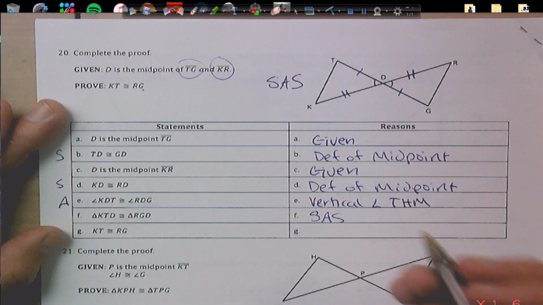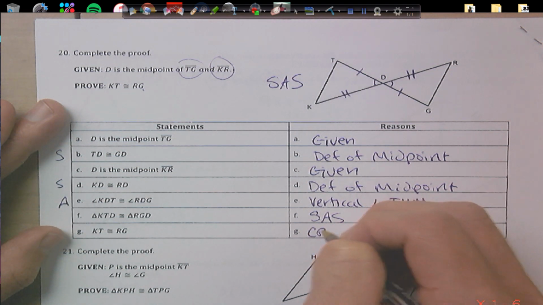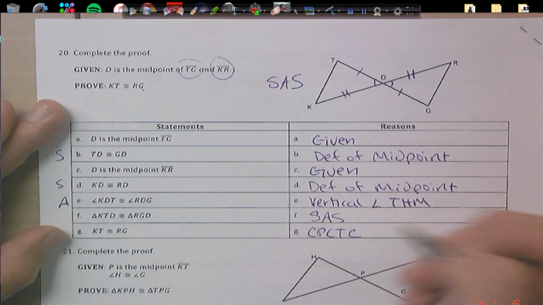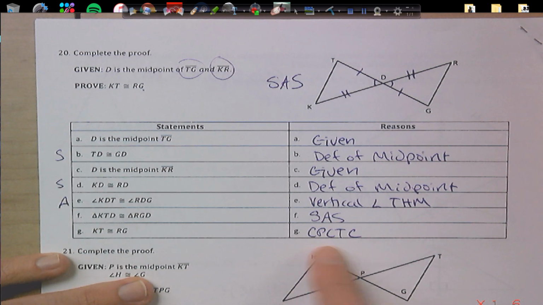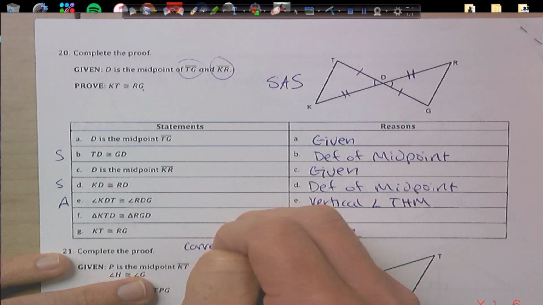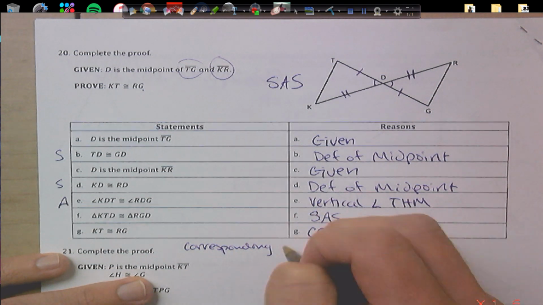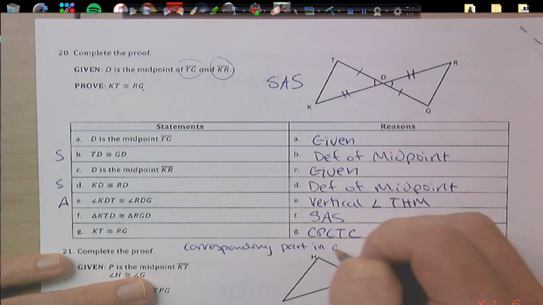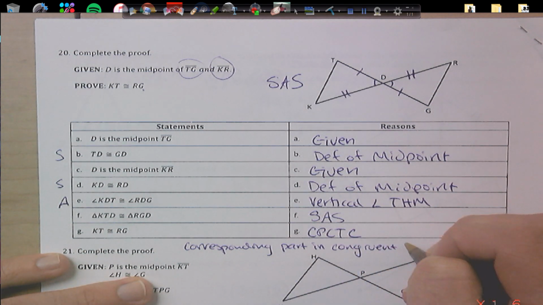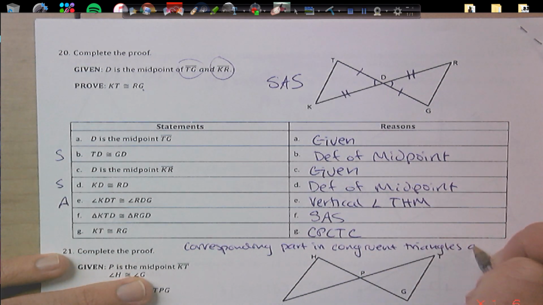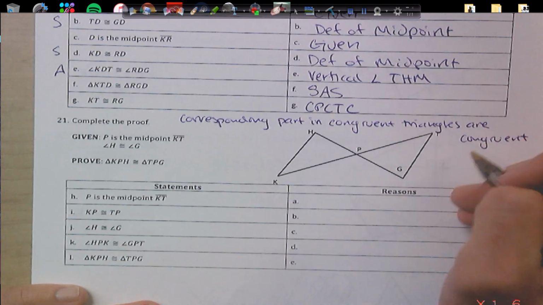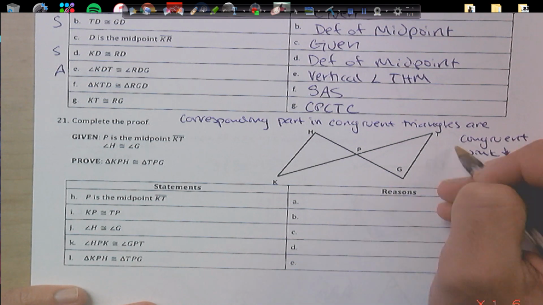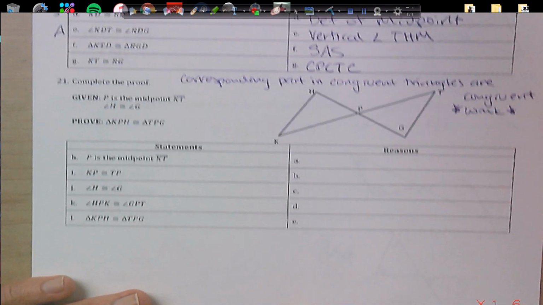If we look at our order up here, once we prove a triangle congruent, we can prove a second piece is congruent, a corresponding piece, by using CPCTC. By the way, very important you know what this stands for. Okay, let's go over it one more time. Corresponding parts in congruent triangles are congruent. Make sure you know that.